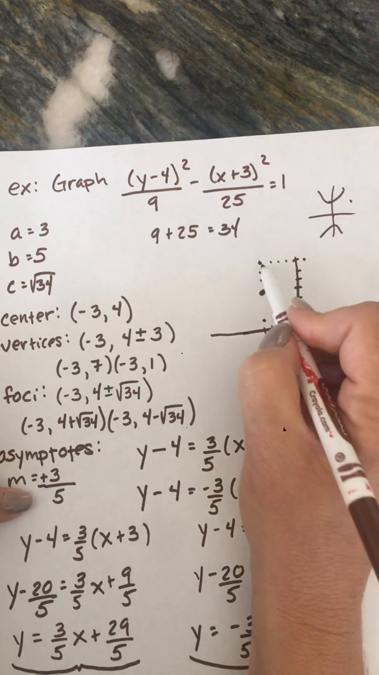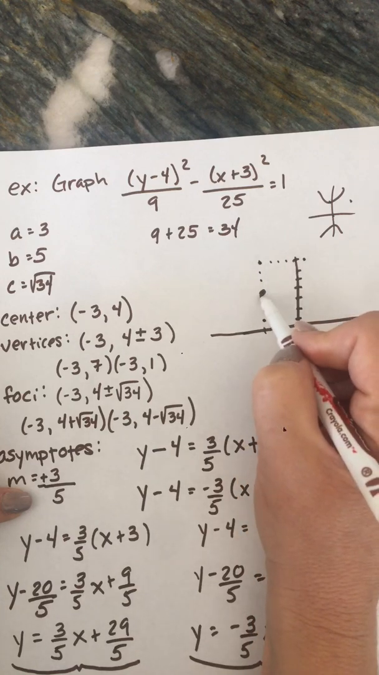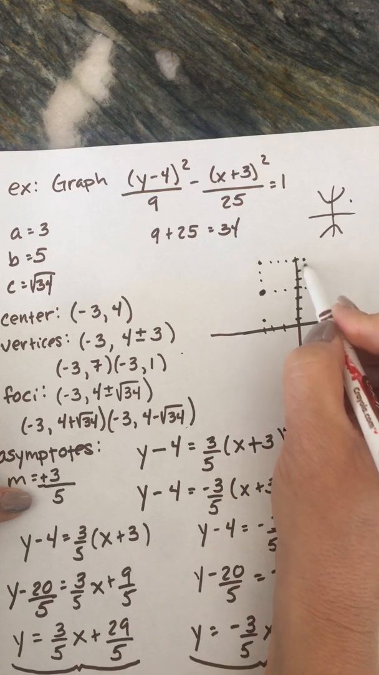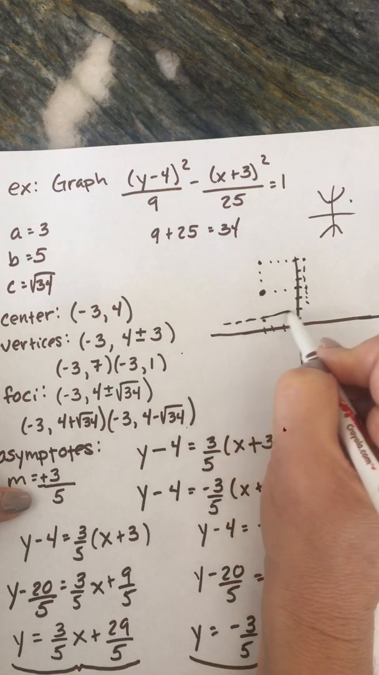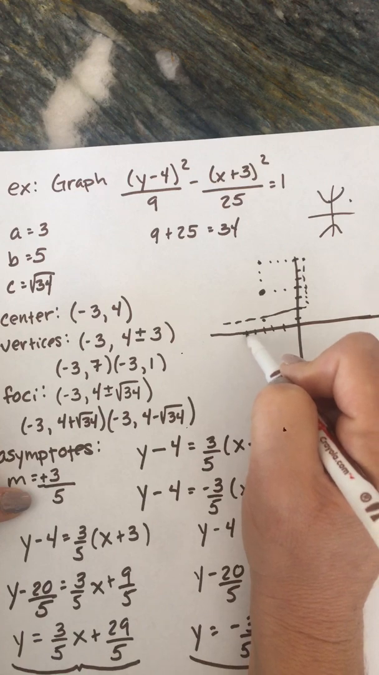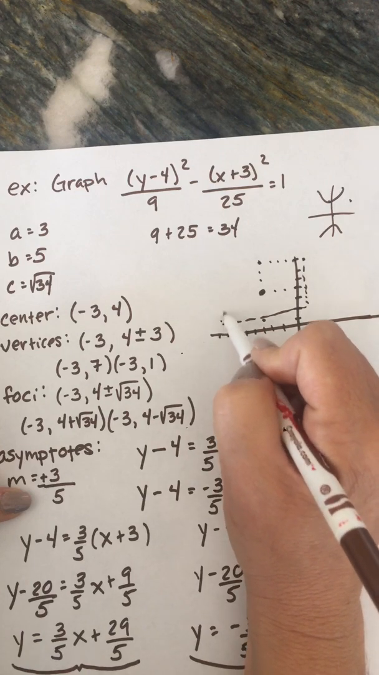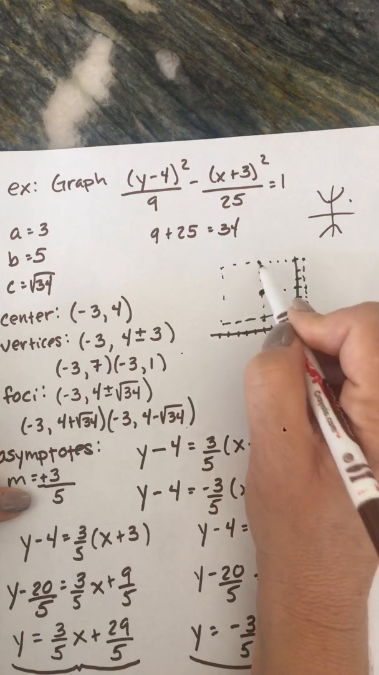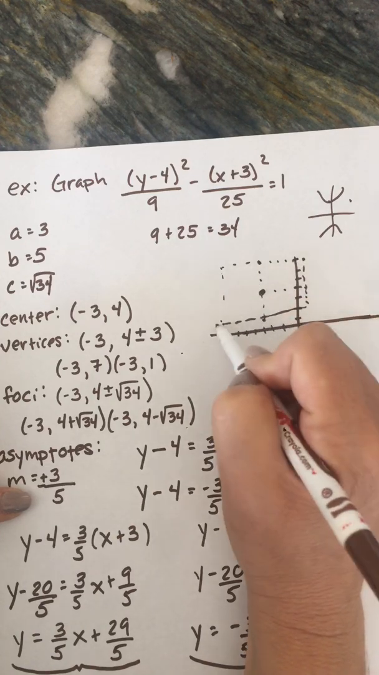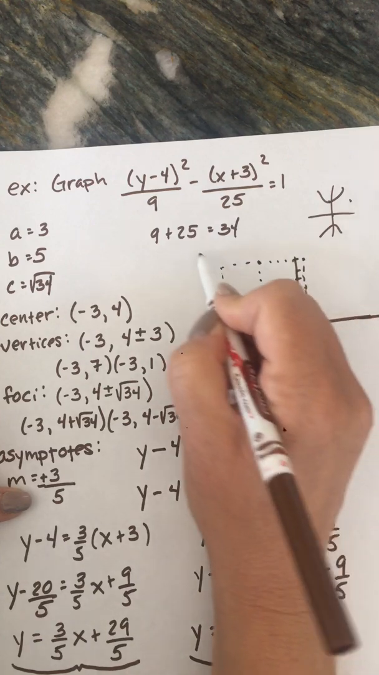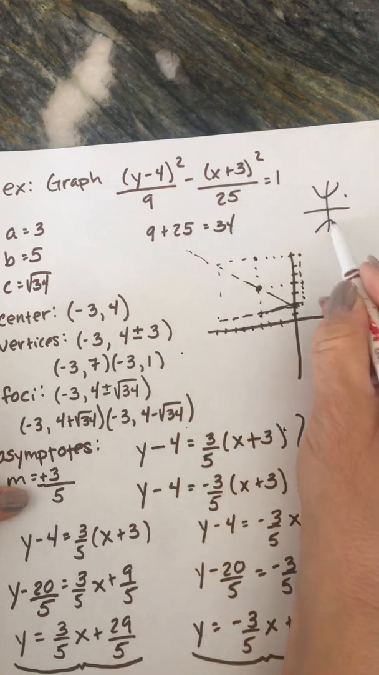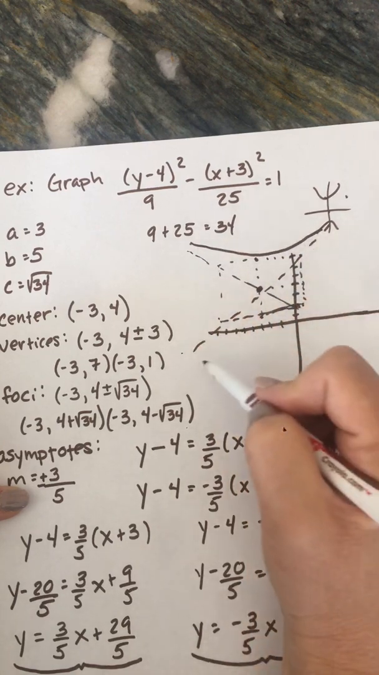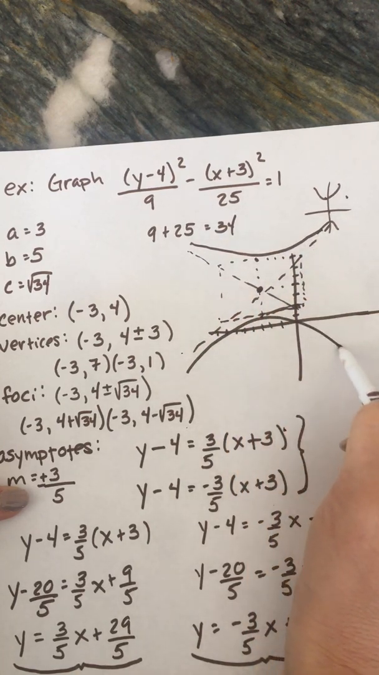You could even make a little box, right? Here's a box. You go out from the center 5, and you make a little box here with the vertices. So there we've gone rise 3, run 5, and down 3, 5. So we made a box, and you can just draw your asymptotes from corner to corner on the box. That's another way of doing it. So these are going to be really wide. Whoosh. There we go.